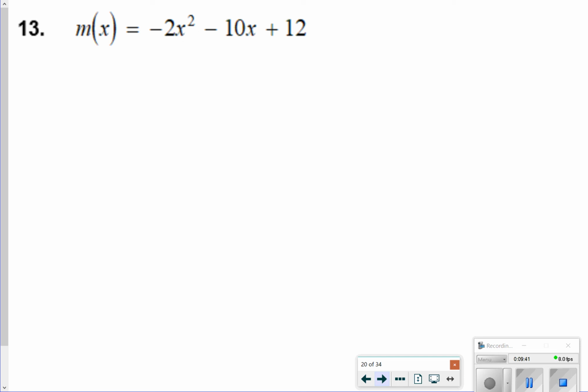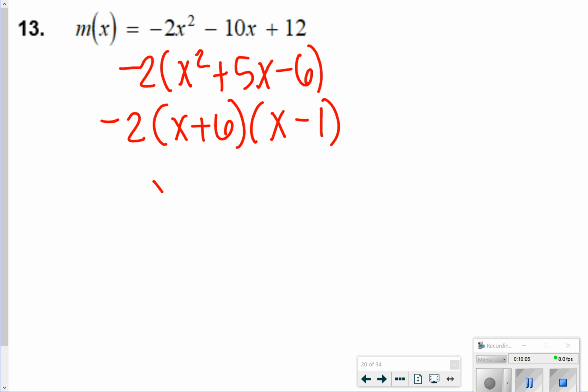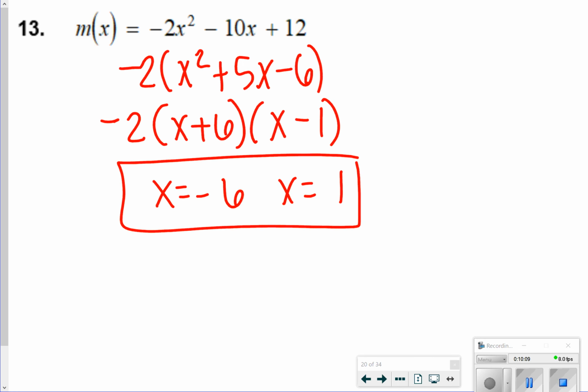For 13, it might be beneficial to factor out a negative 2 first. So I'm going to have x squared plus 5x minus 6, and then I'm going to factor. The factors of negative 6 that add to a positive 5 would be a positive 6, so x plus 6, and a negative 1. And then I'm just going to solve: x is equal to negative 6 and x is equal to a positive 1. Again, can't use the negative 2 because it's not equivalent to 0.